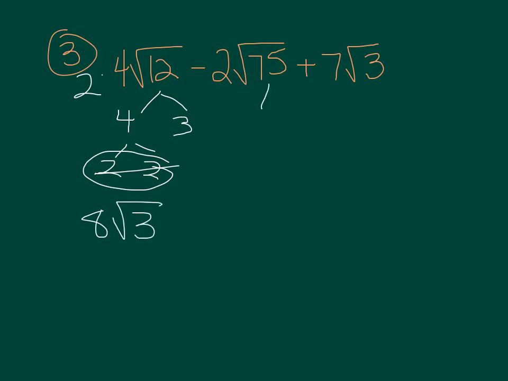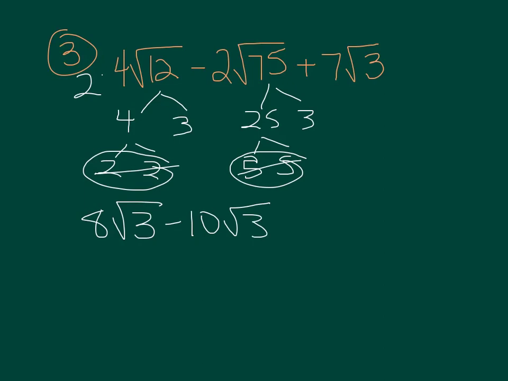Okay, let's break 75 down. It's 25 and 3. And then 25 is 5 and 5. So I have a pair of 5s, so 1 comes out. Now you're going to multiply it by the negative 2, so that's negative 10 square root of 3. And 3 in this radical is already simplified, so I'm just going to go ahead and bring it down.